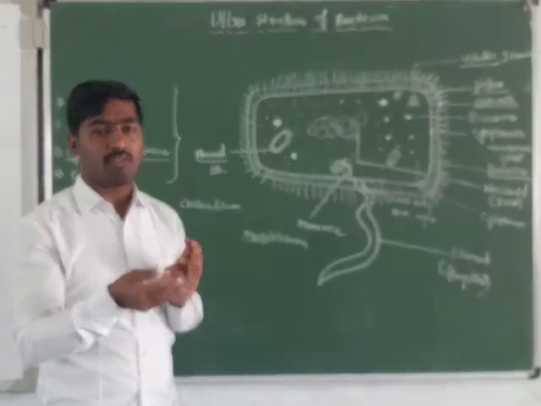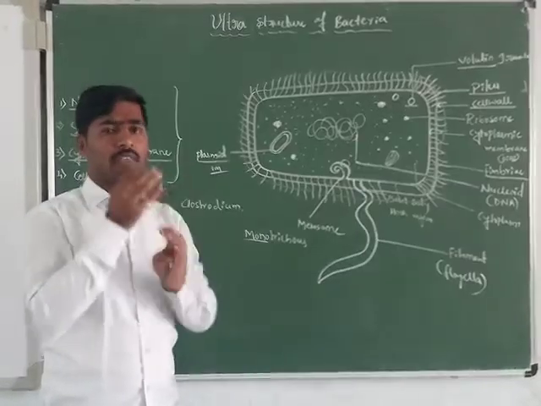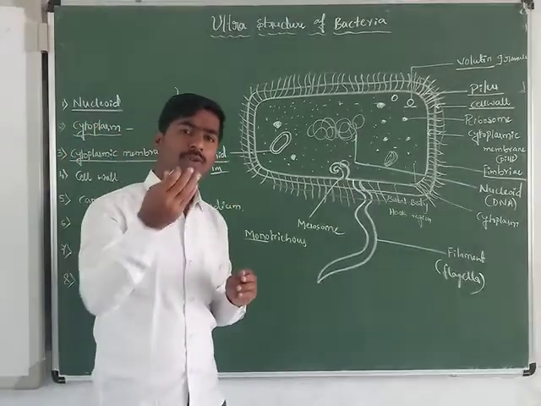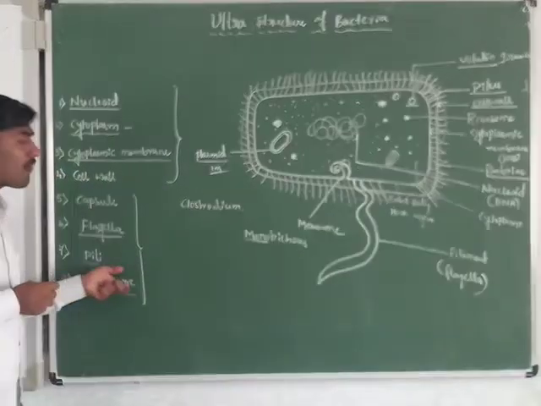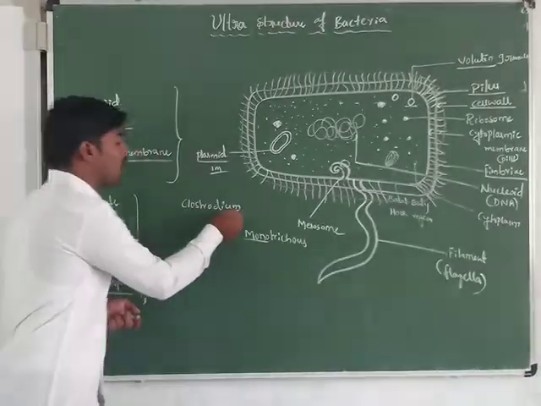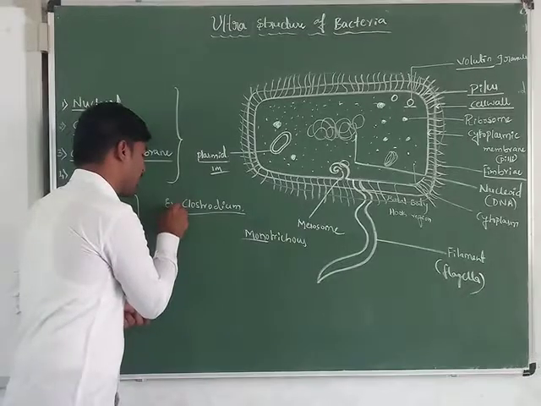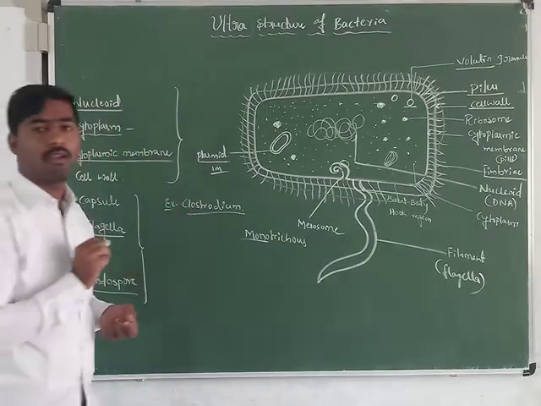The endospore is formed. When the condition is favorable, it will rupture. That process is called sporulation. Endospore formation happens, for example in Clostridium. Is that clear?